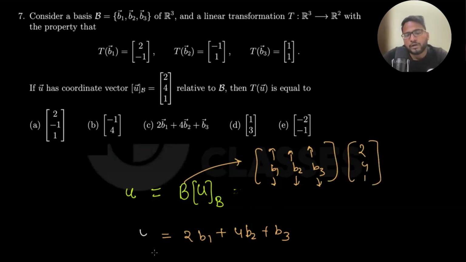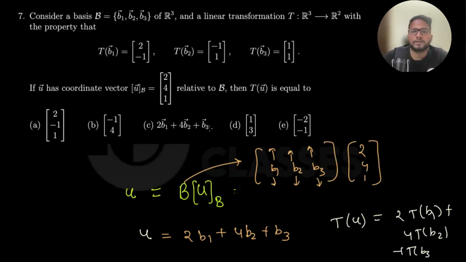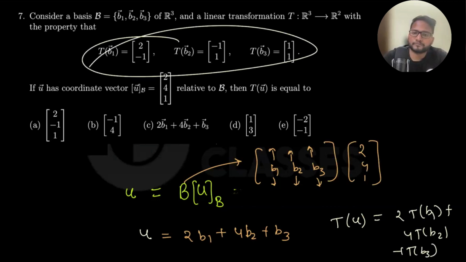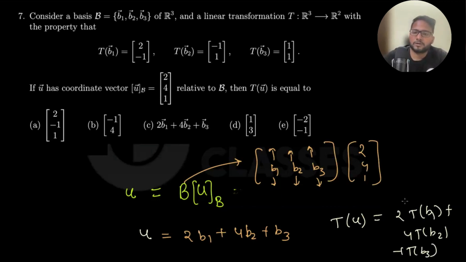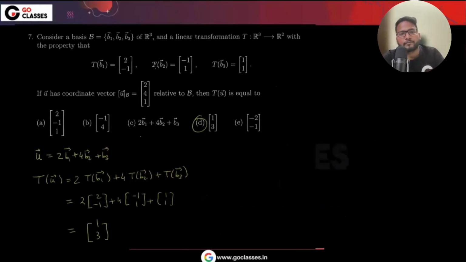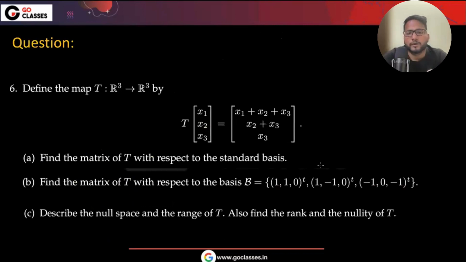Now, you can take the transformation on both sides, and then this will be T of u equal to 2 into T of B1 plus 4 into T of B2 plus T of B3, right? And these values are given to you. Okay, so let's just see. Yeah, this is what we are getting, right? Is this okay? Okay, great. Do you want to try this?